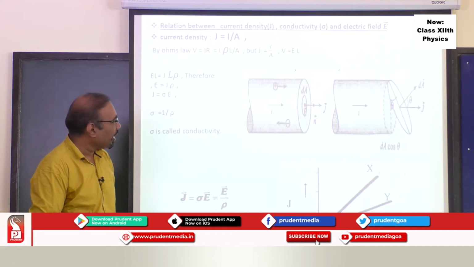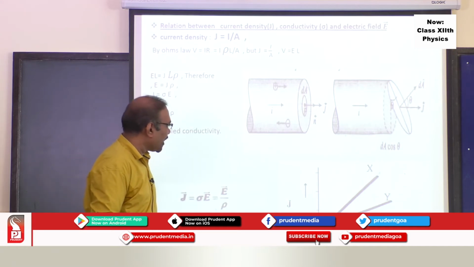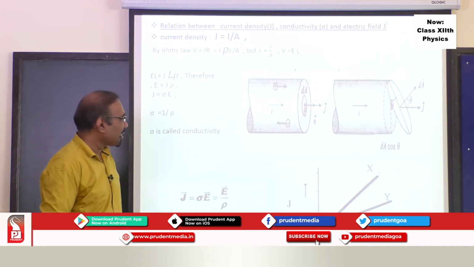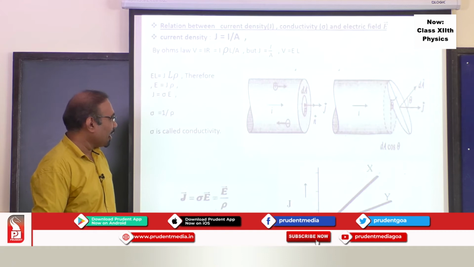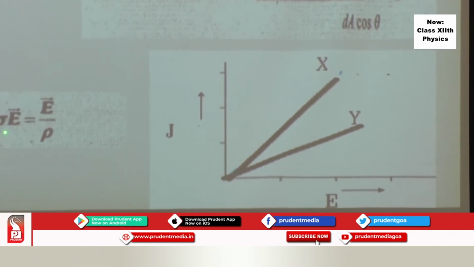If you plot a graph of J versus E, you will get a straight line. X will have higher conductivity and Y will have lower conductivity, because the slope of this graph gives you the conductivity.